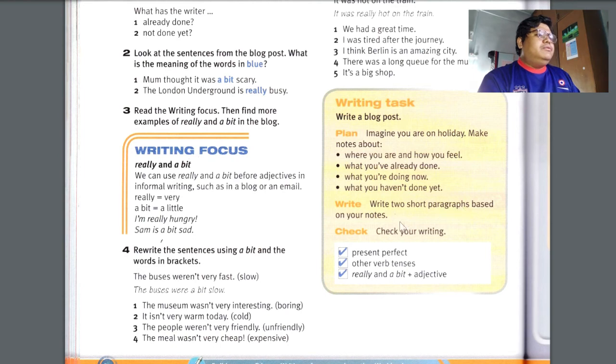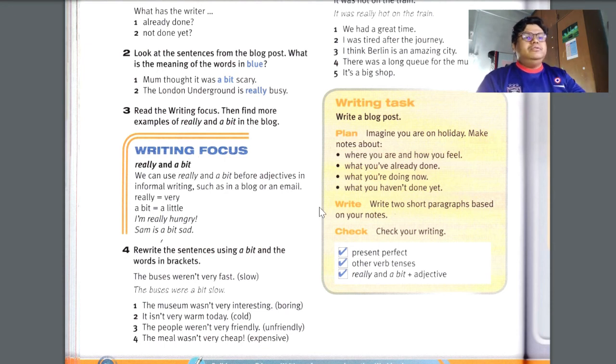Write 2 short paragraphs based on your notes. Okay, check your writing. So tak perlu tulis panjang-panjang, buat dalam 2 atau 3 perenggan sahaja. Okay, so use present perfect tense, other verb tenses, really and a bit. Okay, fokus pada penggunaan adjective ni lah. Penggunaan really and a bit. Okay, kalau awak pandai pakai present perfect, yang tadi tu has done, has not done, pun boleh juga. Kalau tak pun pakai past tense biasa je pun okay.